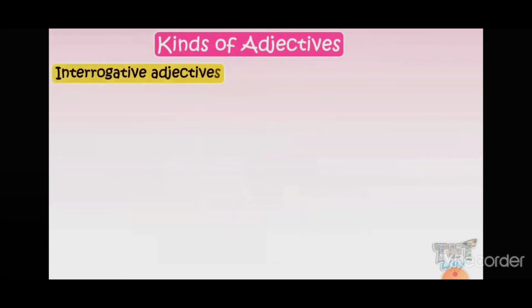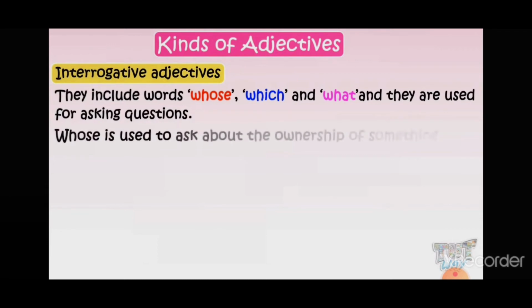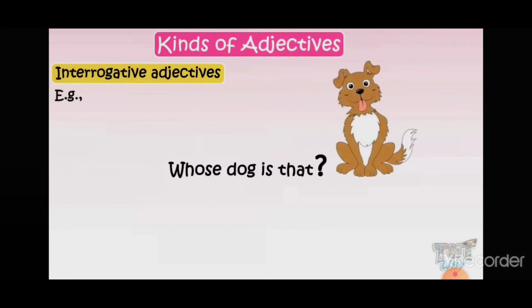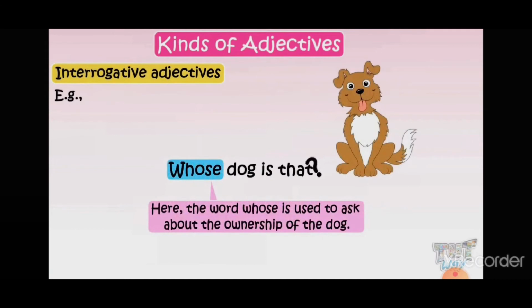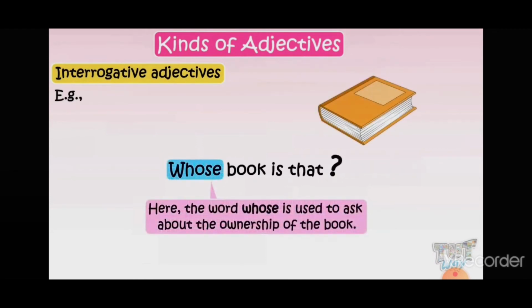Now let's learn what are interrogative adjectives. Interrogative adjectives include the words whose, which, and what, and they are used for asking questions. Whose is used to ask about the ownership of something. For example, whose dog is that? Here, the word whose is used to ask about the ownership of the dog. Whose book is that? Here, the word whose is used to ask about the ownership of the book.